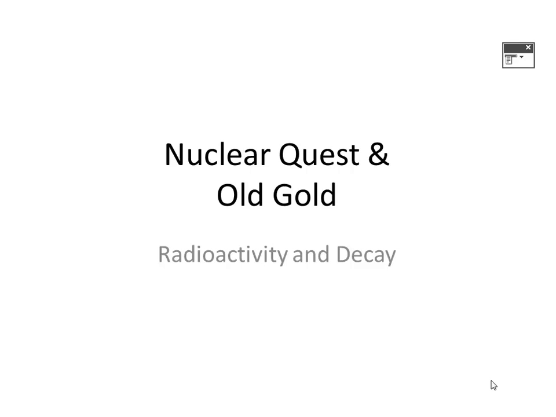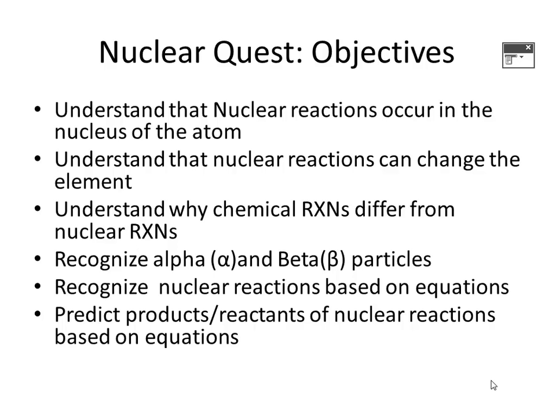In Nuclear Quest and Old Gold, we're going to discuss what radioactivity is and radioactive decay and how that changes elements. So, by the end of this, we should understand that nuclear reactions occur in the nucleus, so there are changes in the nucleus. We should understand that if we change the nucleus, we're also changing the element. We should understand the difference between chemical reactions, which we've talked about, and nuclear reactions.